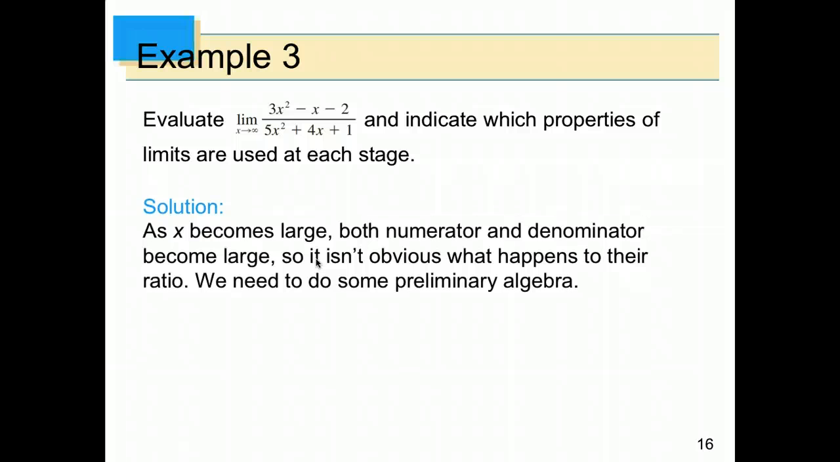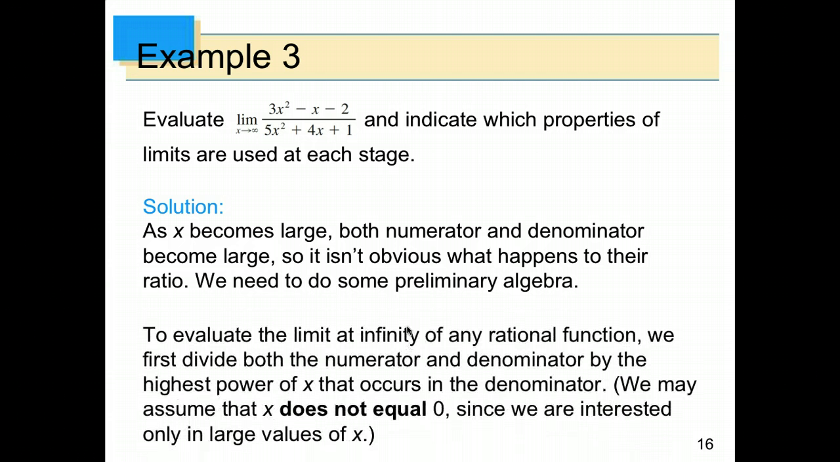So, as x becomes large, both the numerator and denominator also become large. So it's not obvious what happens to their ratio. We need to do a little bit of algebra first. Now, to evaluate the limit at infinity of any rational function, which this is, we first divide both the numerator and denominator by the highest power of x that occurs in the denominator. Now, we're assuming that x does not equal 0 since we're interested in only very large values of x.